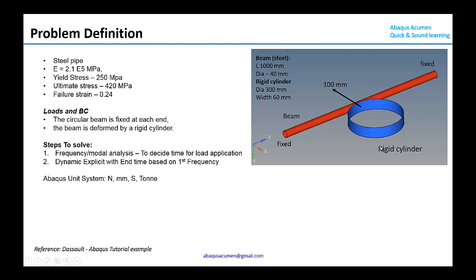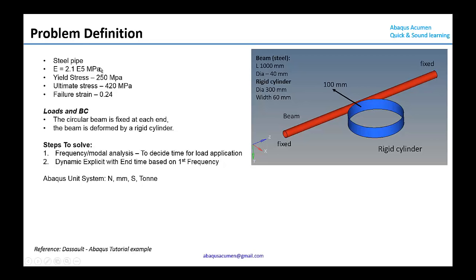So this is the problem definition of the quasi-static tutorial we are going to discuss today. And this is the construction of the FEM model. We have this hollow pipe, that is a beam, which is fixed at these two ends, and this beam is applied with a prescribed displacement of 100 millimeter in the negative x direction. The beam length is around 1000 millimeter, that is 1 meter, the diameter is 40 millimeter, and the thickness is 3 millimeter. The rigid cylinder diameter is 300 millimeter, and the width is 60 millimeter.